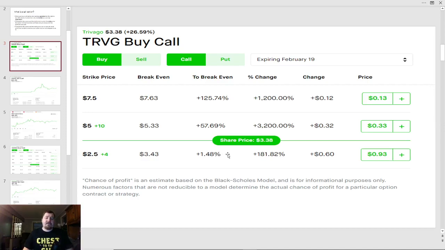Now let's say we want to buy a $5 call. It would only cost $33. I would have the right to buy 100 shares of Trivago at $5 on Friday. Now, what happens if it's not $5 by Friday? Then that means this contract becomes worthless and we lose our $33.